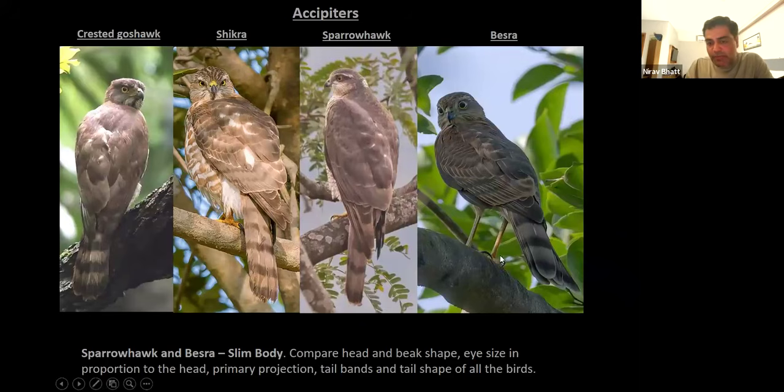Once again, see the primary projections here. The wings of Sparrowhawk is the longest. So here, this is called the primary projection. Here it ends. So it is the longest of all. Besra is the shortest of all. Similarly, Crested Goshawk, very short, and Shikra has a medium primary projection. I hope I'm getting this conveyed correctly.